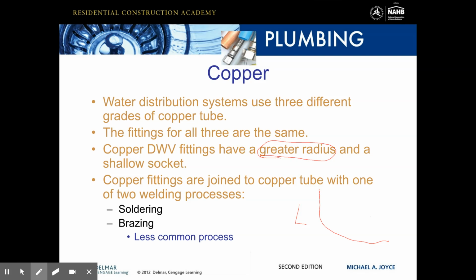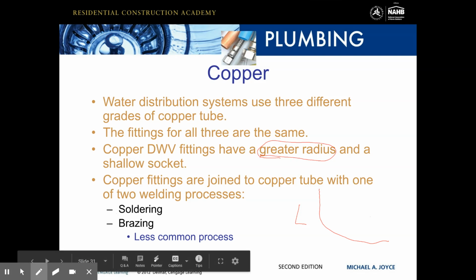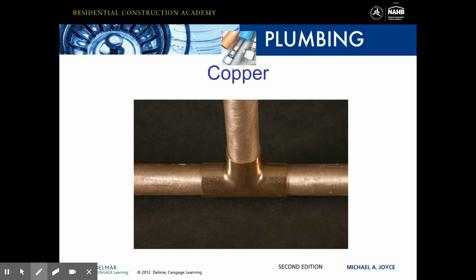Copper fittings are joined in a copper tube with one of 2 welding processes. In this class, we're going to be focusing on soldering. And again, here we have a copper T, and we have copper pipes coming in.